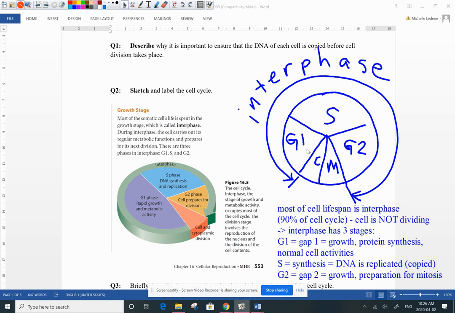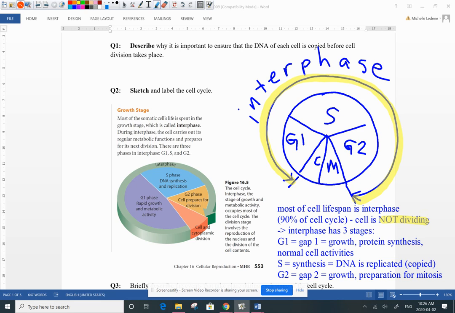So you can practice drawing out the cell cycle, and I've got that here for you. So I just do it like a little pie chart. For me, that's how I remember it. And you'll notice that the majority of the cell's lifespan is spent in interphase. And that is the non-dividing phase.